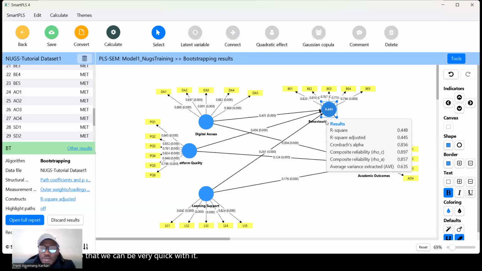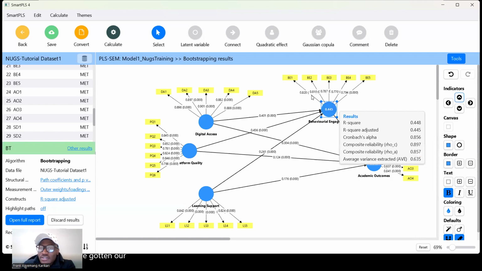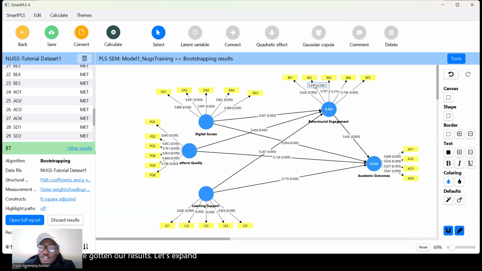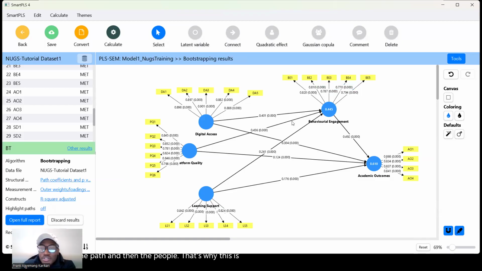So now you have gotten our p-values. You have gotten our results. Let's expand this. The last I also made mention of that because we have included the path and then the p-value. That's why this is overlapping. So in that case, you're supposed to reposition these well so that they can be very visible. We cannot leave this overlap for the reviewers.